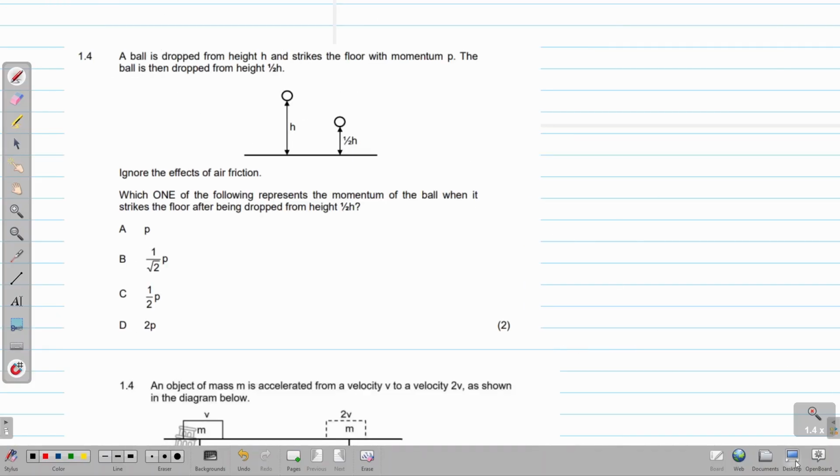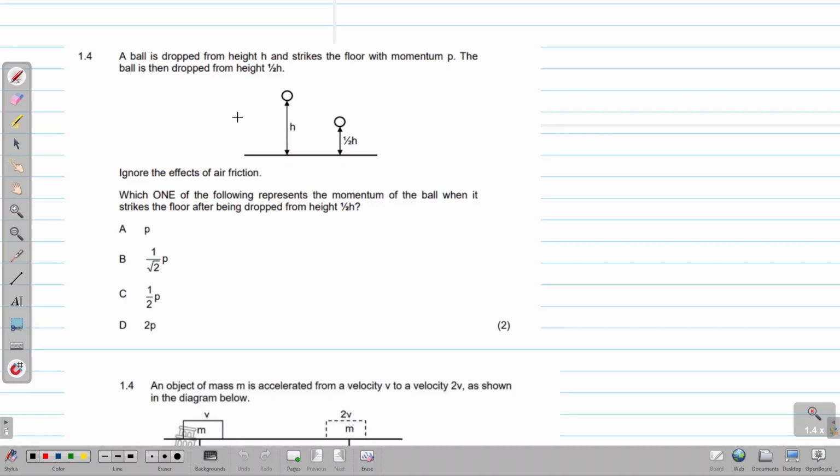Look at 1.4. A ball is dropped from a height h and strikes the floor with momentum p. The ball is then dropped from height 1 over 2h. Ignore the effects of air friction. Which one of the following represents the momentum of the ball when it strikes the floor after being dropped from the height 1 over 2h? Right? So again, here we will look for the equation that relates height and velocity. So this is another projectile motion.